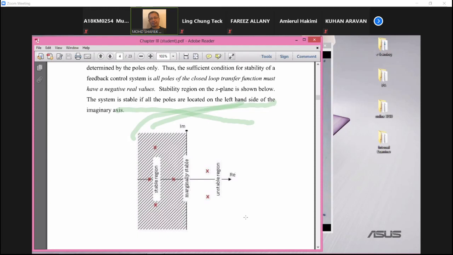So this is the plane, the complex plane, imaginary axis, real axis. It must be to the left of the imaginary axis.